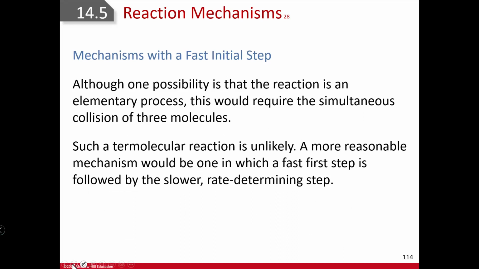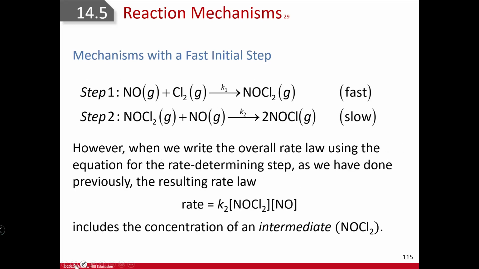All right, but we know that that's probably not an elementary step. There's too much going on there. Right here it says, when you have three atoms collide together to make a product, it's unlikely. So we got to think about a mechanism here. So here's the mechanism. The first thing that happens is the nitric oxide slams into the chlorine, forms this intermediate, and then this intermediate's consumed with some more nitric oxide, and then we form the nitrosyl chloride. And notice this is the slow step and this is the fast step.